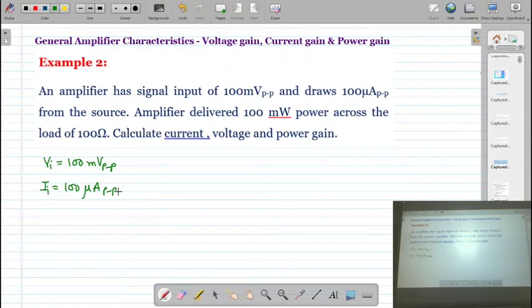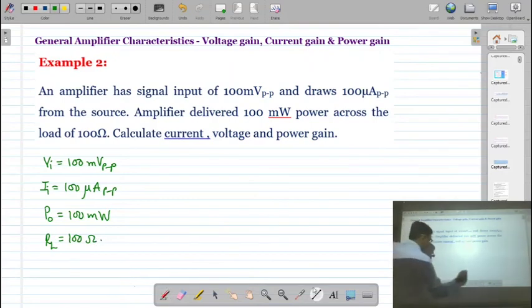The amplifier delivers 100 milliwatt power across the load of 100 ohm. It means the output power is given. Output power is 100 milliwatt, and the value of the load resistance is given, and that is 100 ohm. Correct? So these are the data. Now what do you have to find out? The current, voltage and the power gain.